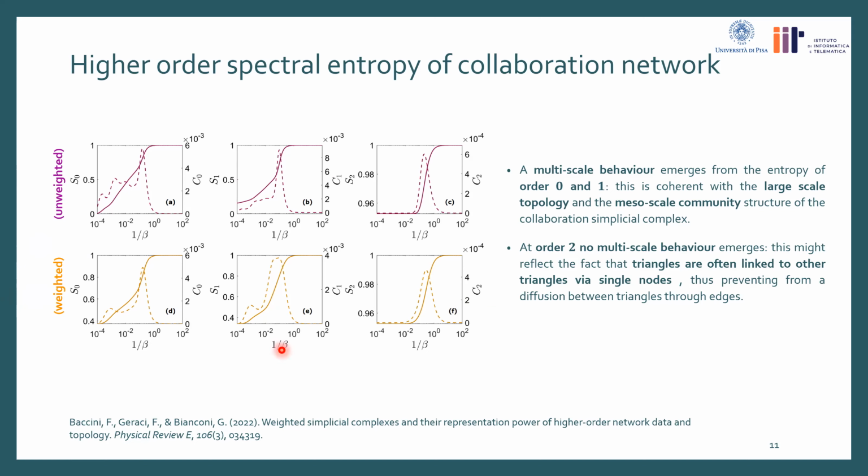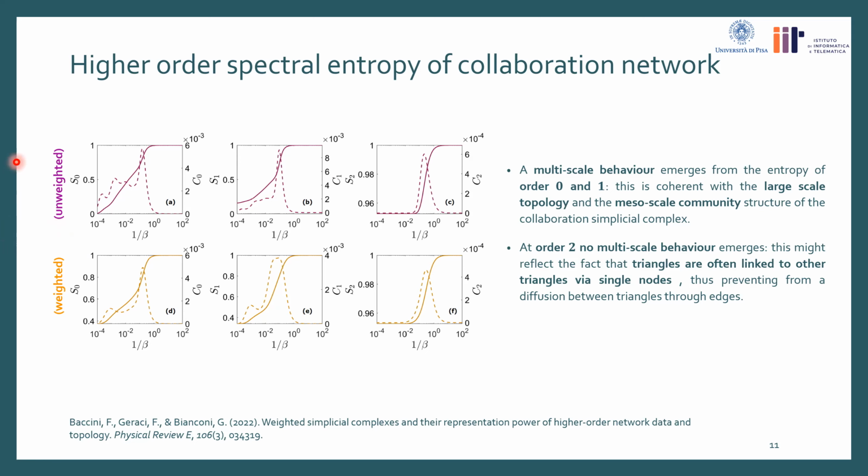The dashed line represents the derivative of the entropy, which in physics is called the specific heat. I'm not going to give you much more detail about what specific heat is, because I'm not a physicist and I don't want to go into that world too much. But here the idea is that the behavior of this derivative tells you about the different time scales in the diffusion of information in the network.